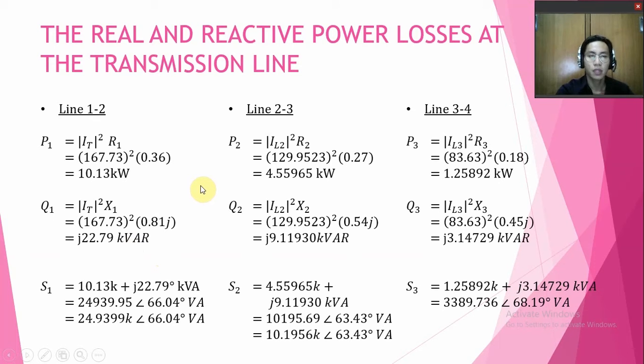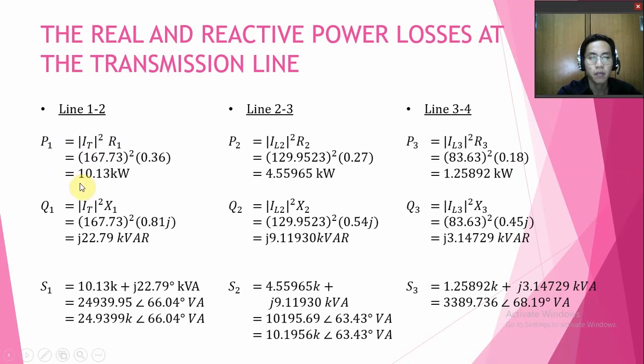Moving on to the next step, to find the real power and reactive power losses at the transmission line. So we have 3 transmission lines from line 1 to 2, line 2 to 3, and line 3 to 4. For the line 1 till 2, to calculate the real power, we use the formula I squared R, which is I total squared multiplied with R1.